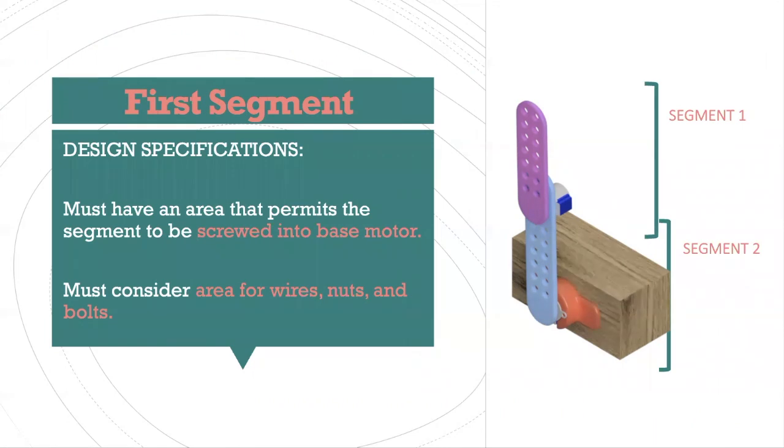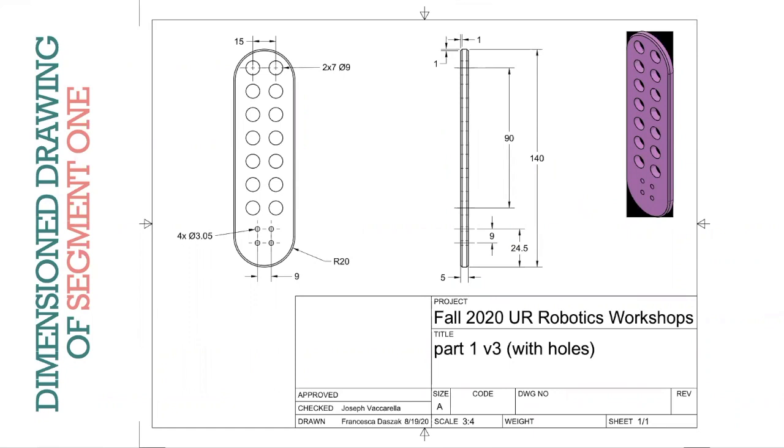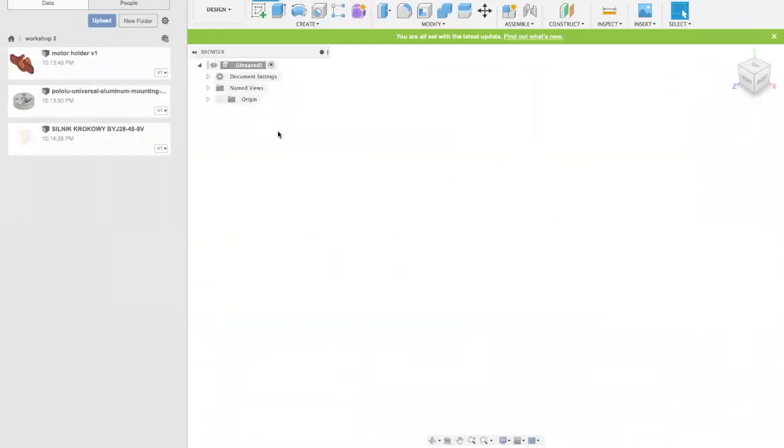And we have a few specifications for this. First of all, you need to be able to screw the motor shaft hub into the part, and you have to consider area for wires, nuts, and bolts, basically. And I've already designed this part, so you can use this dimension drawing in order to actually create the part. You have two-dimensional views of the part that you will use to combine to make a three-dimensional view.